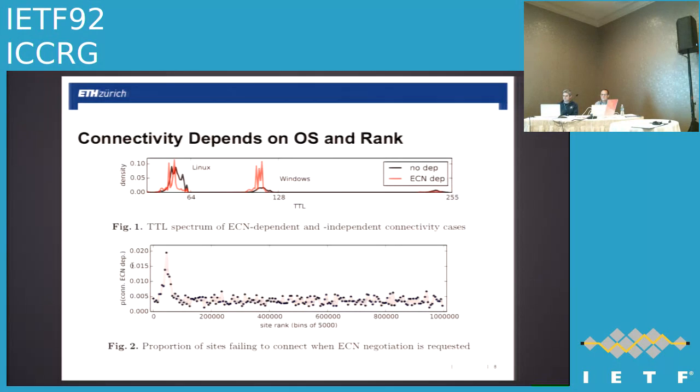There's a second little effect here. So this is looking at the probability of connection dependency on the rank of the site. And there's a spike here around the rank of 20,000. And we're not sure what that is. We do need to dig into that a little bit more, but it could be an effect of one particular CDN or one particular type of middle box that's targeted to sort of this market segment.